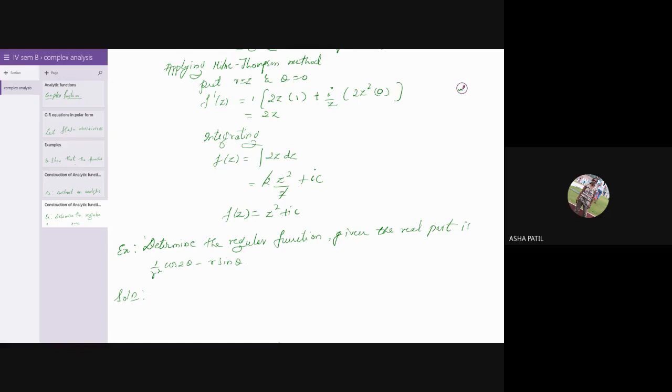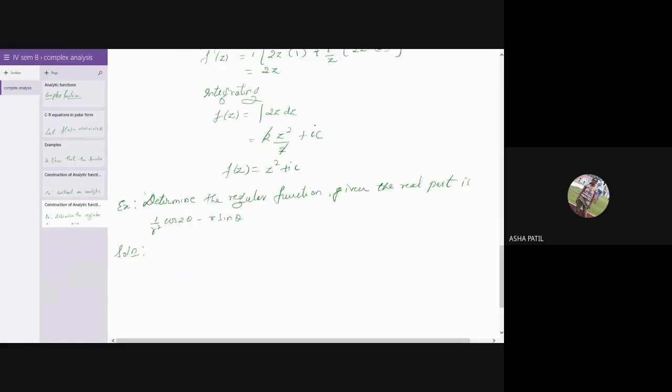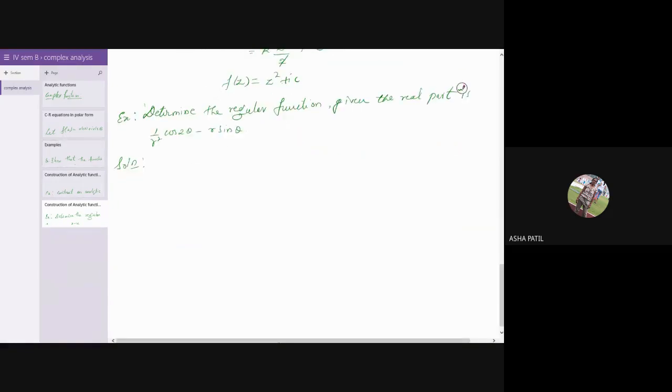What will you take it as? U equal to? Yes, U. The real part is given. So let us consider it as U. Let U is equal to 1 by R square cos 2 theta minus R sin theta.